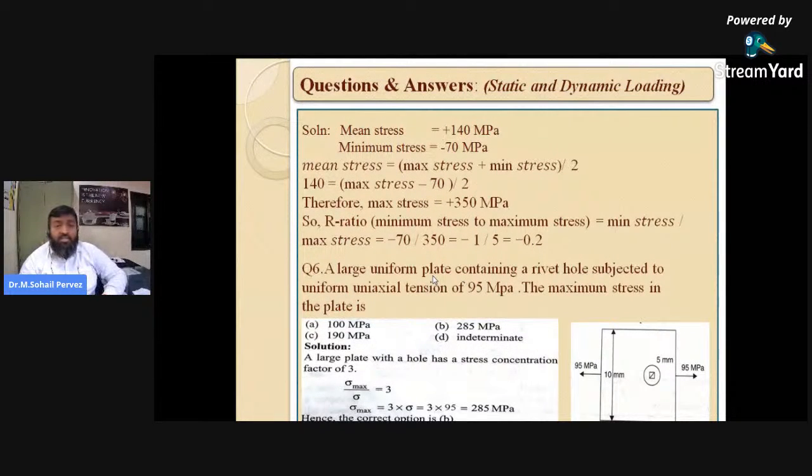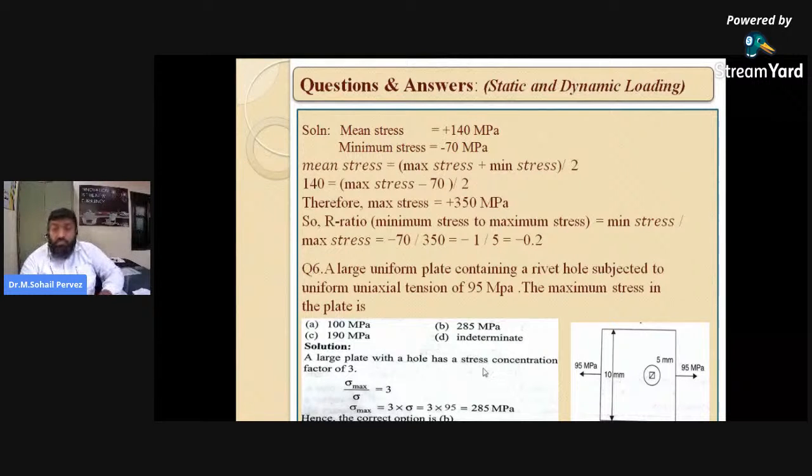The next question in this category, static and dynamic loading, is based on the knowledge of stress concentration. As I have told you, stress concentration occurs at the cross section of a body where there is an abrupt change in area or abrupt change in shape. Then at that place stress concentration acts.